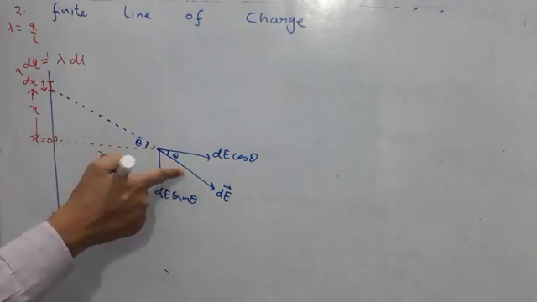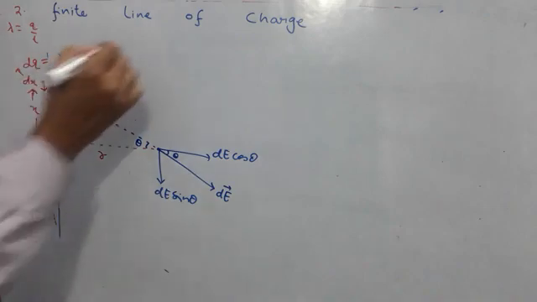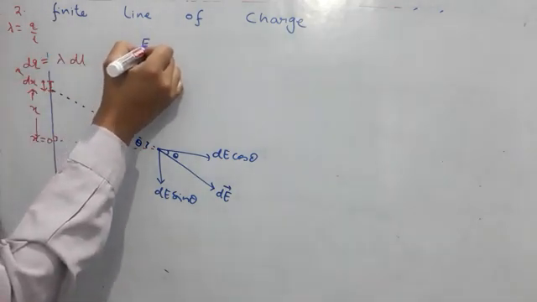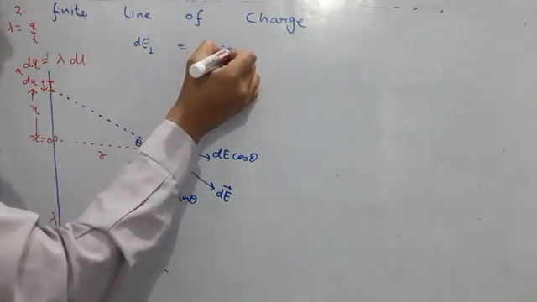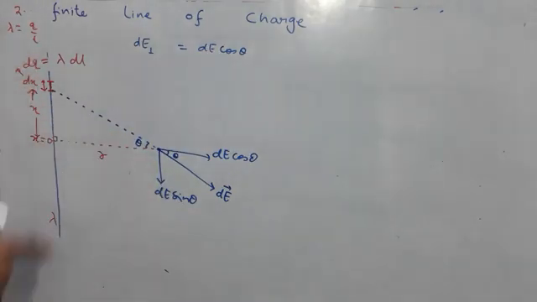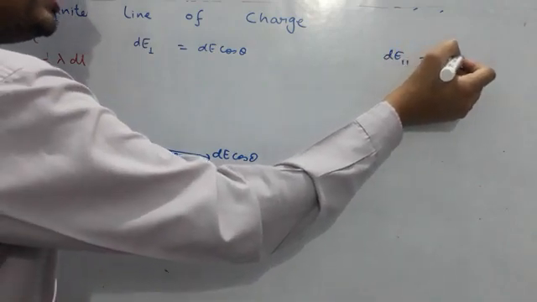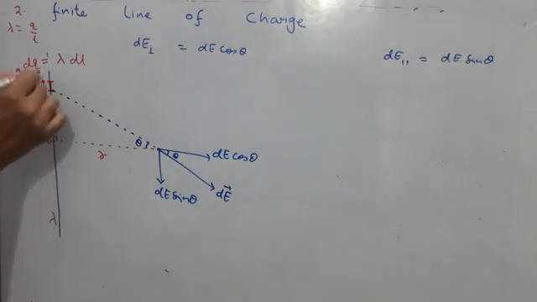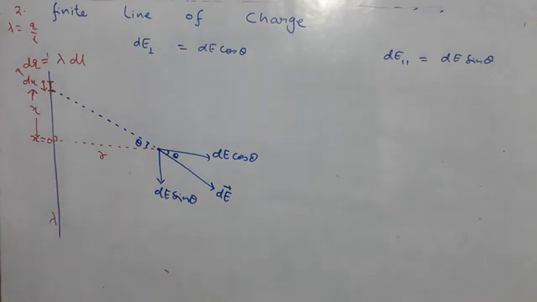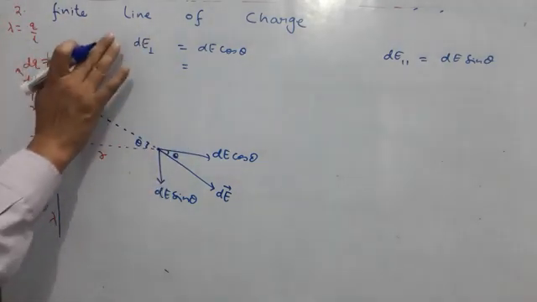So this electric field has two components. One component is perpendicular to the wire, that I will call E perpendicular or dE perpendicular, and that is dE cos theta. And the other component is parallel to the length of the wire, so that is dE parallel, and that is dE sin theta. Let us see how to do this calculation. So due to all the elements, if we wish to find the electric field, then let us first simplify this. Then we have to integrate this one. That we will do later.